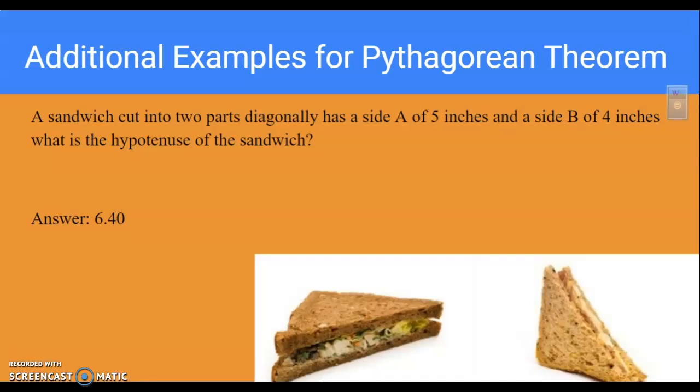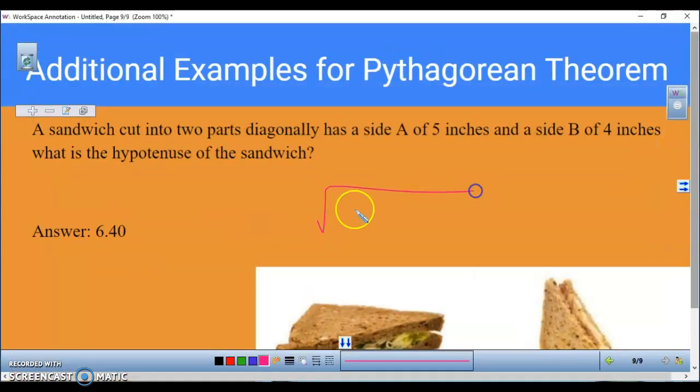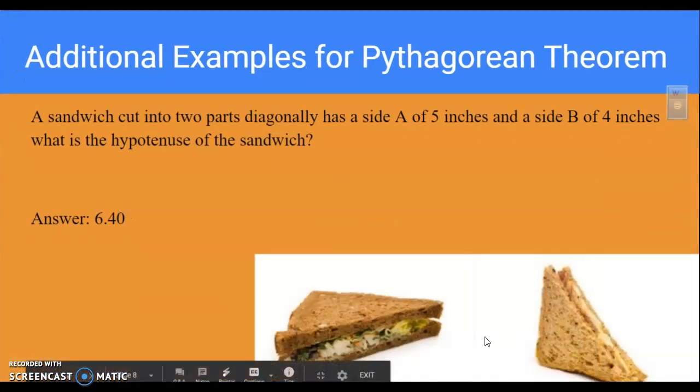All right, next, this example is from Justin. A sandwich cut in 2 parts diagonally has a side A of 5 inches and a side B of 4 inches. We want to find the hypotenuse. Since we're given the legs, we will add them. So we will take the square root of 5 squared plus 4 squared, and that does equal about 6.40 inches. Okay, so that's all we need to add here is inches to get full credit. Do not forget your units on this test because you will miss it.